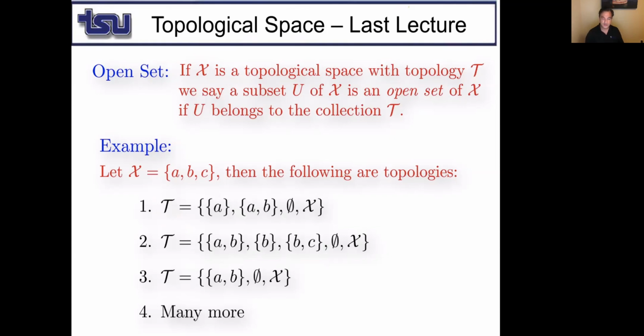Similarly, this one too. And how about {B, C}? Is this an open set? Well, with respect to this topology, yes, that's an open set. Why? Because that is included in T. But with respect to this topology, that's not an open set. So any subset of X does not necessarily mean that it's an open set. It's an open set if and only if it belongs to the topology.